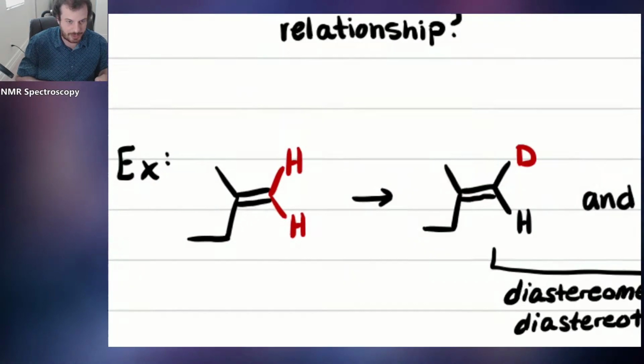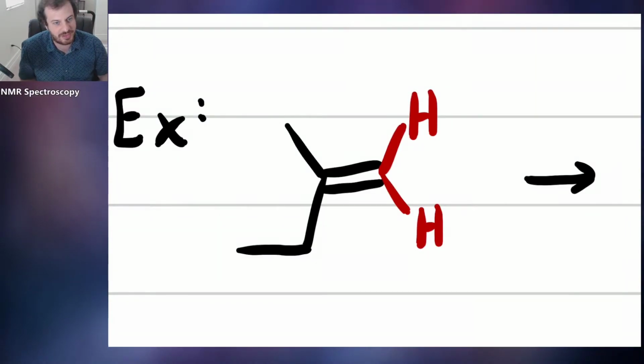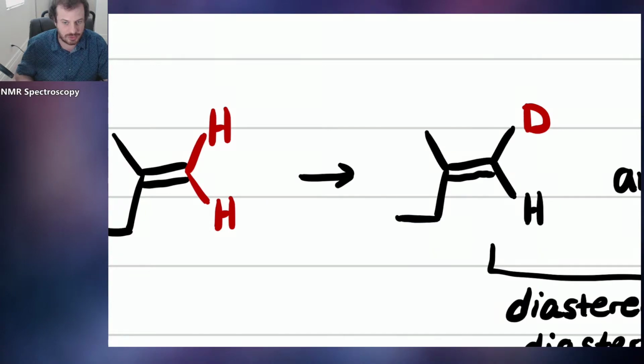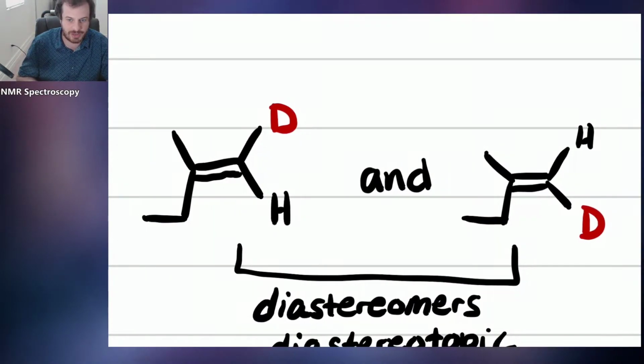Let's do another example here. Let's consider these two hydrogens on this alkene. Let's do the substitution test to figure out the relationship. Remember, in order to do these types of problems, I have to indicate two hydrogens. So we'll redraw the compound twice. First, we'll replace the top hydrogen with a D, and then we'll replace the bottom hydrogen with a D.